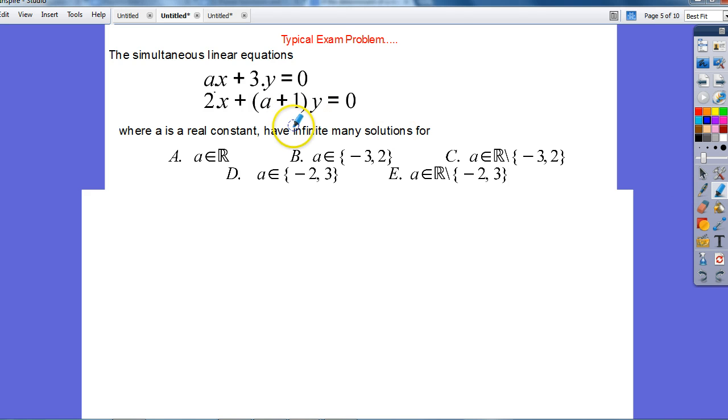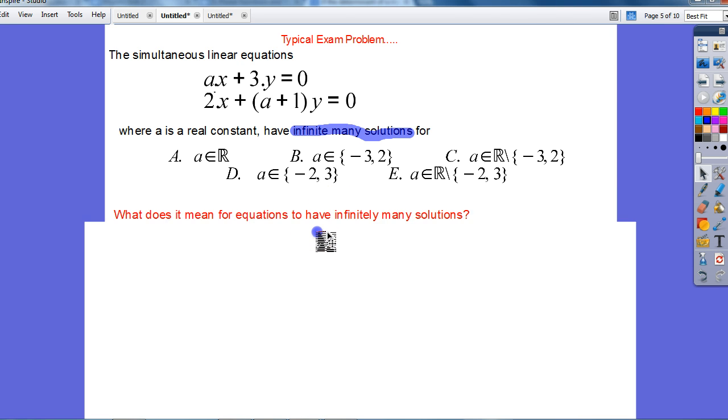Infinitely many solutions. I wonder, what does that mean? I know an equation could have one solution because that could be where two straight lines intersect. But how can they have infinitely many solutions? Well, there's some options. a could be some real numbers, all real numbers perhaps, maybe. Or it could be all real numbers except two possible numbers. Or it could be just those two possible numbers. Let's see how we can come about determining which is the correct answer.